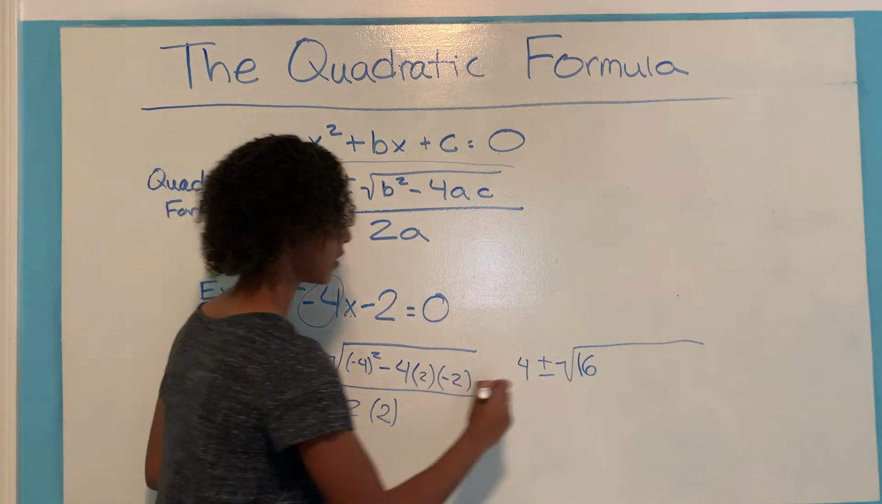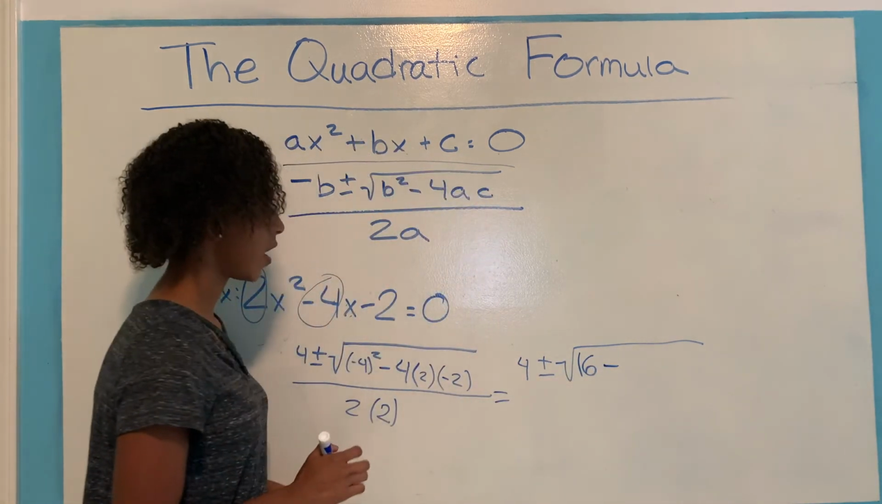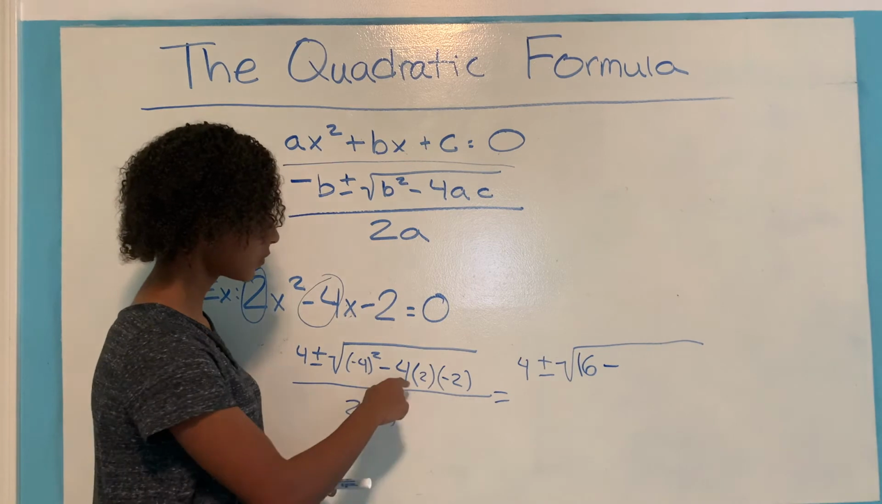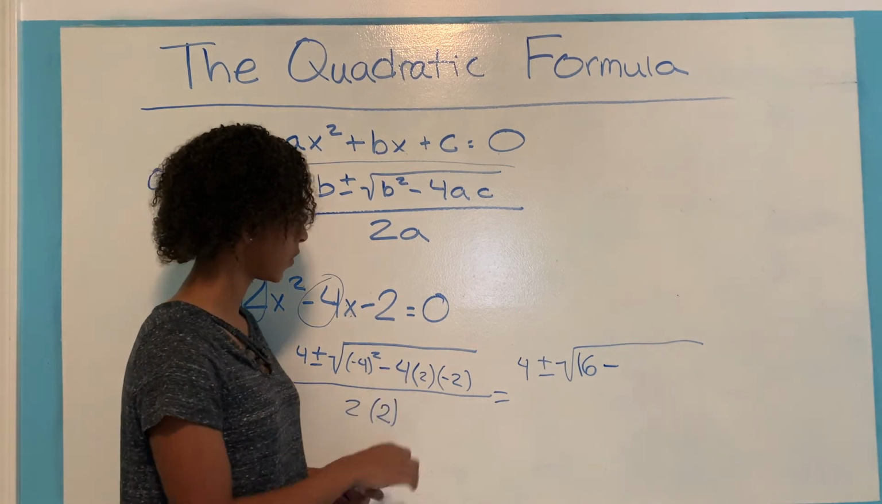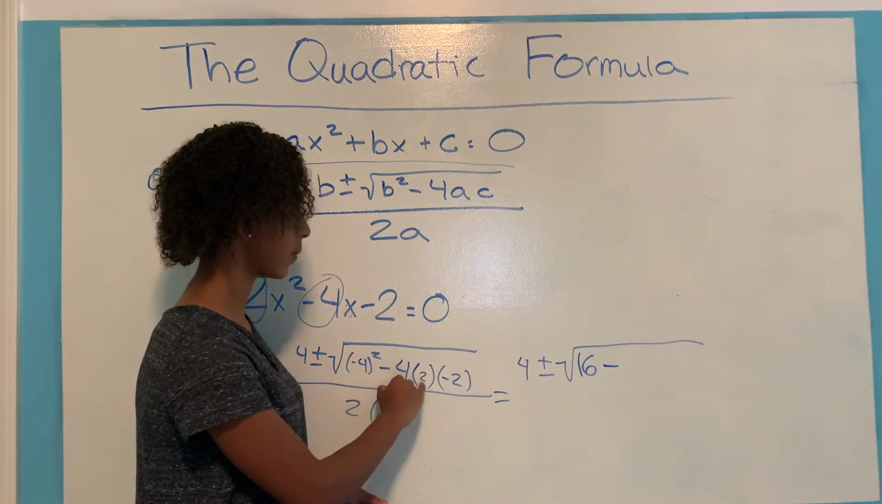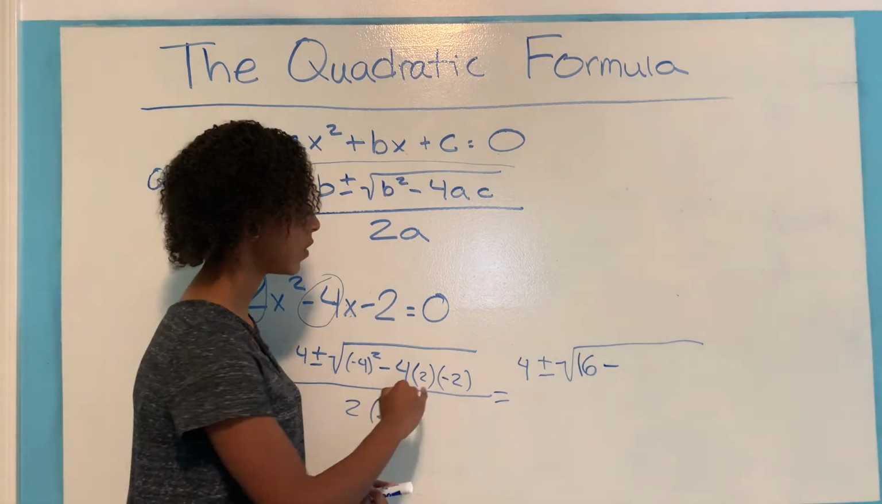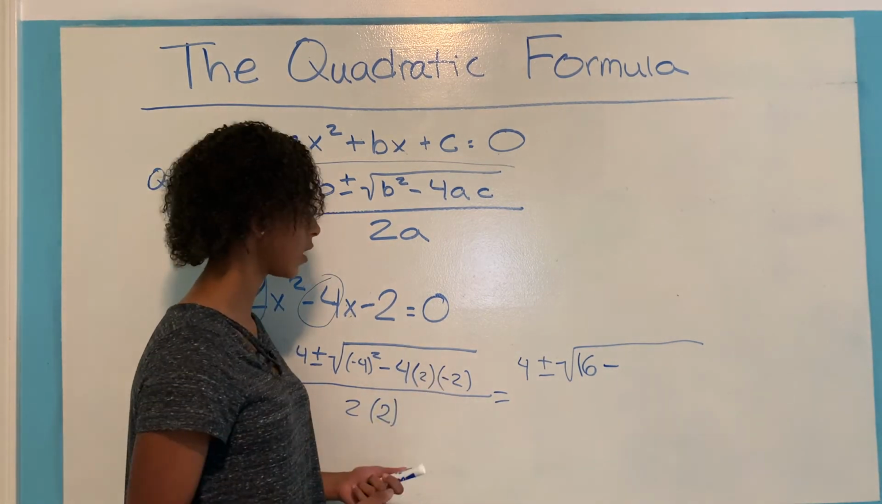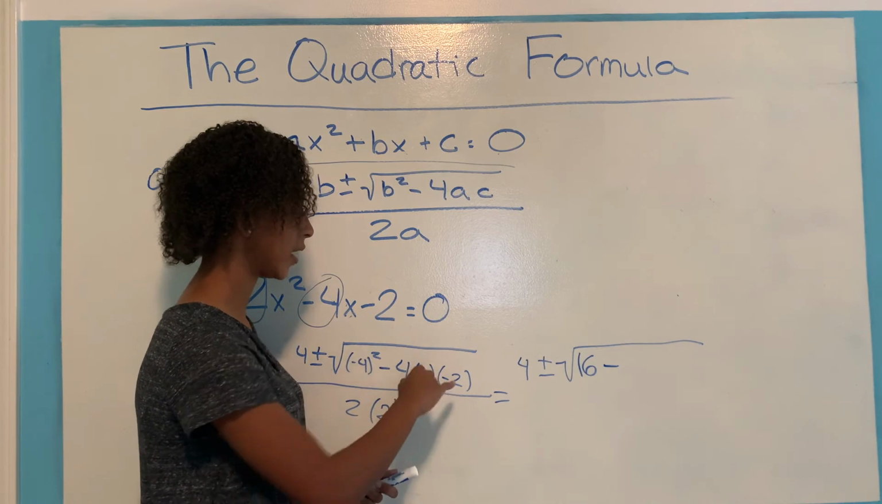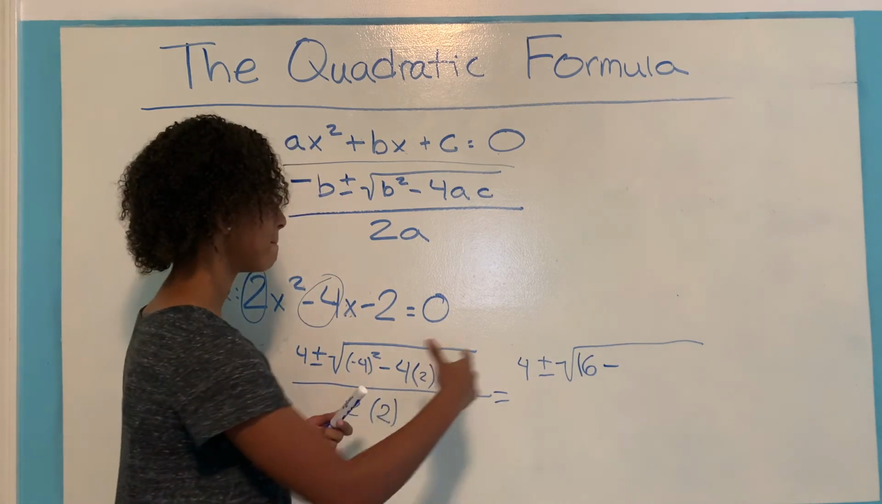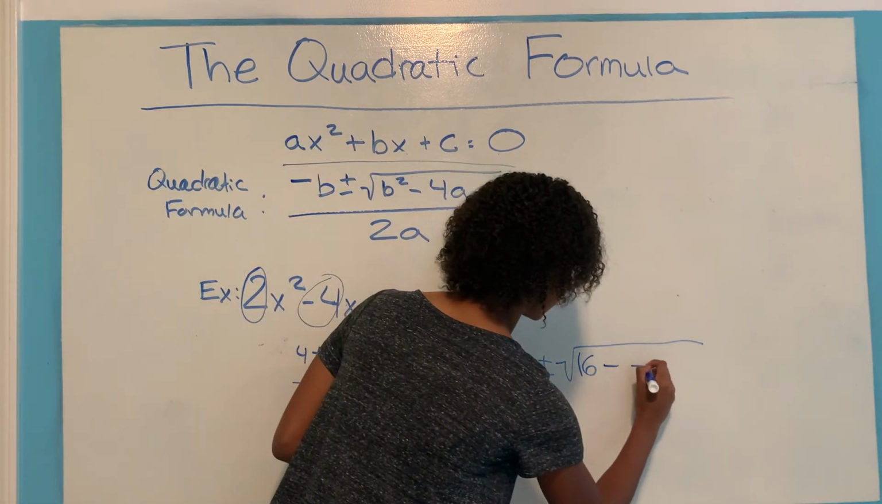And then it's minus, and then you can multiply all of these together. So first you have 4 times 2, which equals 8. And then you can multiply that by negative 2. So that's going to equal negative 16 for you. So it's minus negative 16.